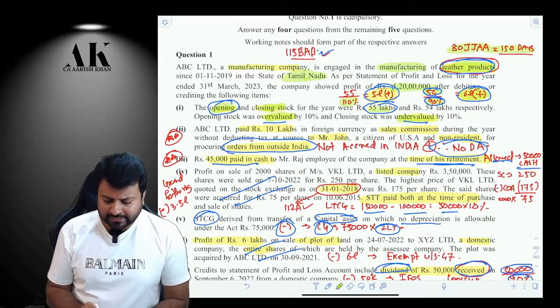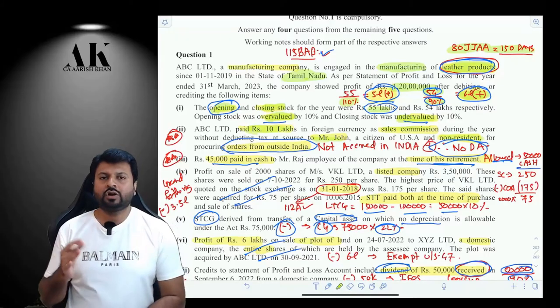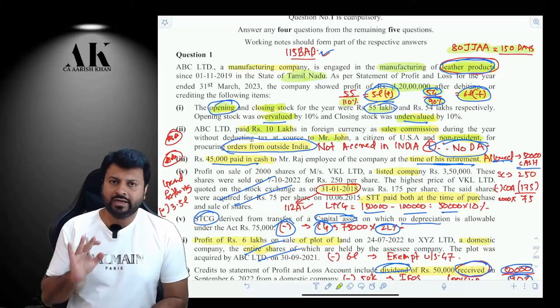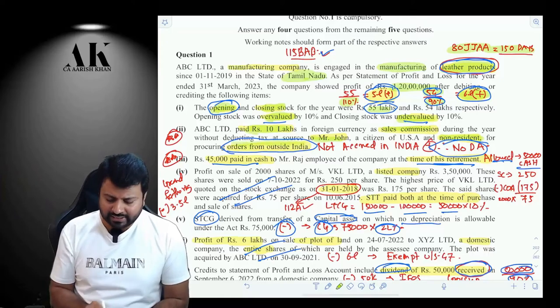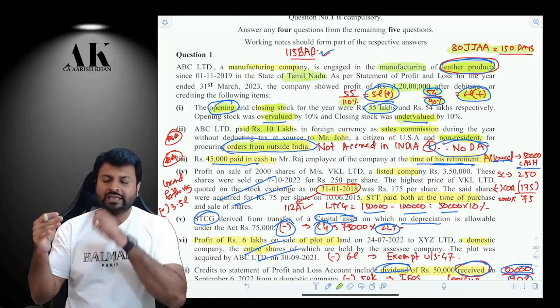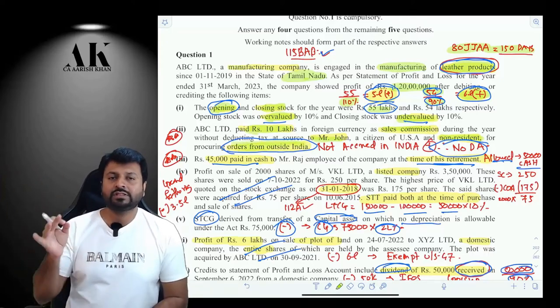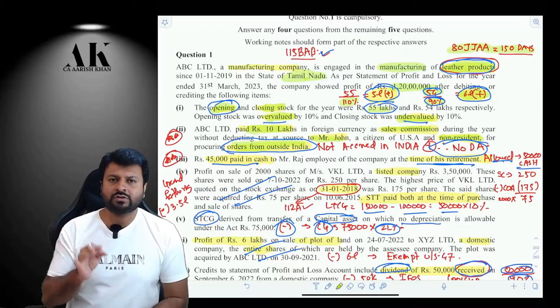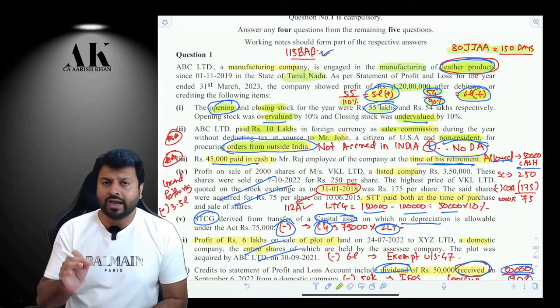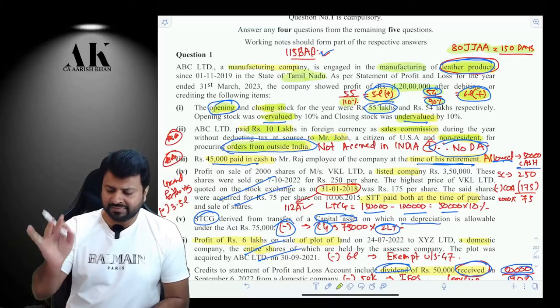Next one, you are making some payment of 10 lakh rupees as commission to Mr. John, who is a non-resident. Now, Mr. John has not given any services to you in India. He has done some services outside India. He has procured some order outside India and you are making payment of commission to him. So in that case, Mr. John's income is not accrued in India. If his income is not accrued in India, you are not liable to deduct TDS. And in that case, if you have not deducted the TDS, the expenditure will be fully allowed.